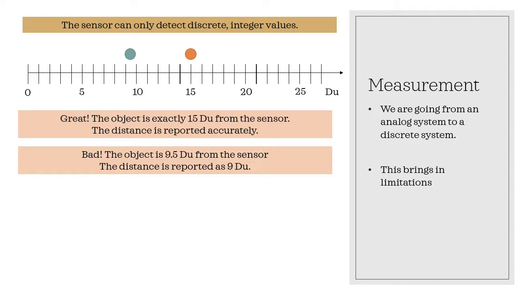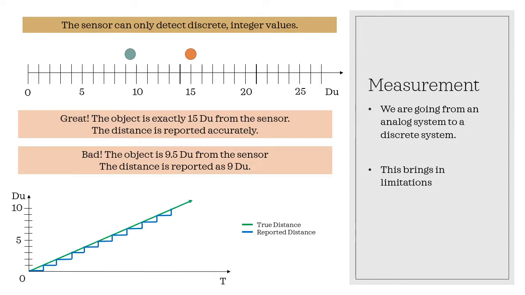So what does that look like when we're seeing something moving? Let's say we have a plot where we have an object starting at 0 and moving away over time, and the true distance is given by that green line. Well, the reported distance, the distance that the sensor can detect, is given by that blue line. So we can see from the plot that we're wrong almost all of the time.